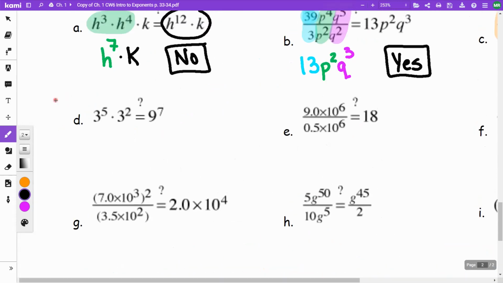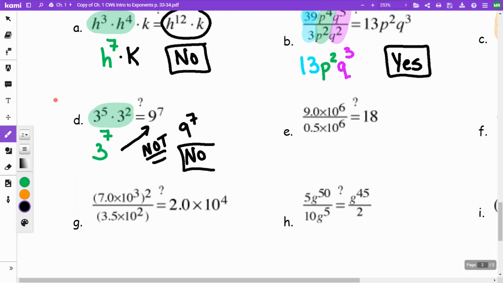On D, I have 3 to the fifth times 3 to the second. By laws of exponents, I'm going to add those, and that's going to become 3 to the seventh. It is not going to become 9 to the seventh. So this is not equal. I do not take 3 times 3 and get a 9. I have 7 3s. That's what happens. I'm sorry, I have 7 3s. I apologize.